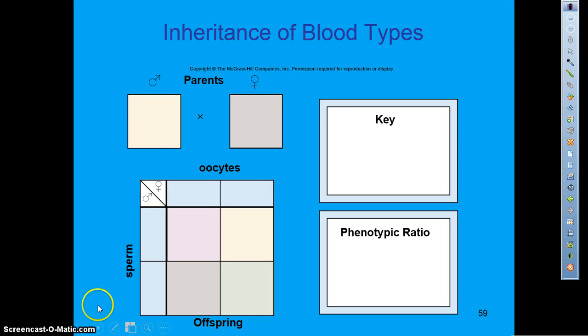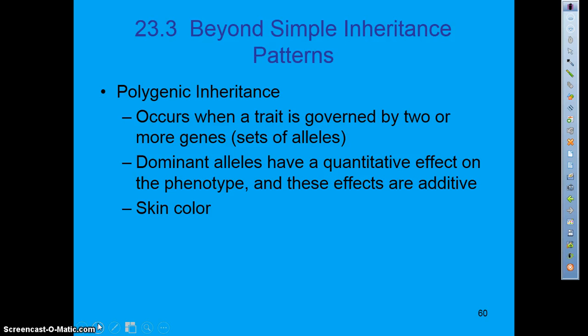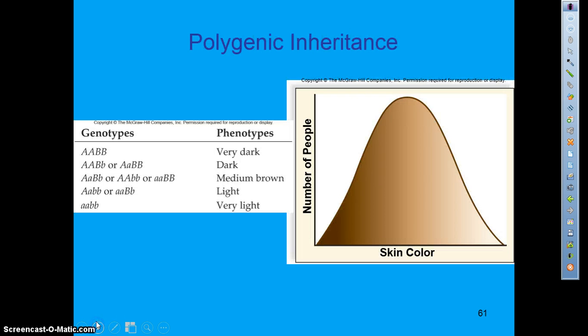All right, let's go ahead and look at polygenic inheritance. This occurs when a trait is governed by 2 or more genes or sets of alleles. Dominant alleles have a quantitative effect on the phenotype, and these effects are additive, like skin color. So if we have an individual, in this case, the genotype is AABB, capital A, capital A, capital B, capital B, the more dominant genes you have, the more intense the skin color. So in this case, this individual will be very dark.